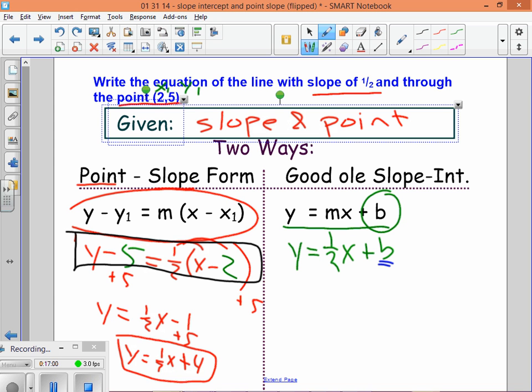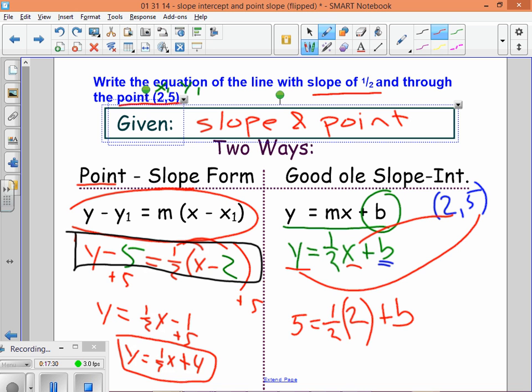However, I have this point (2, 5) that is given to me. So very, very temporarily, I can replace x and y with 2 and 5 to figure out what b is. And once I know what b is, I then put it back into y and x. I do not leave it as 2 and 5. So let's see how this works. 5 gets replaced for y. X gets replaced with 2.